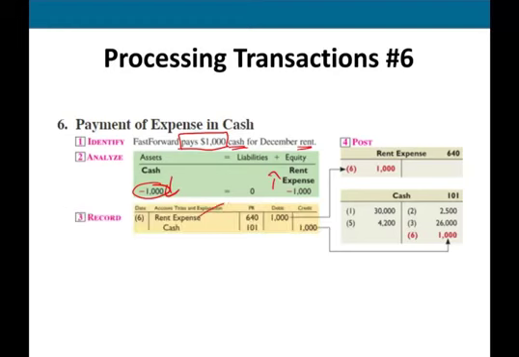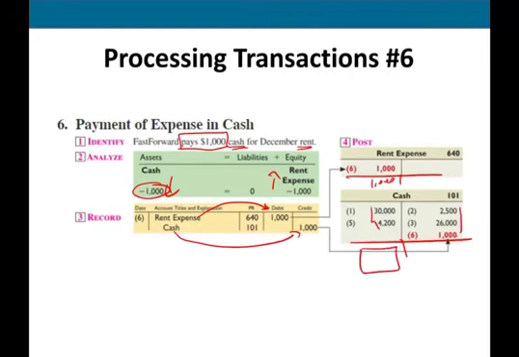So I'm going to debit rent expense in the general journal and credit cash. What's my balance in rent expense? 1,100. What's my balance in cash? It's this amount minus this amount, and the answer will be here.